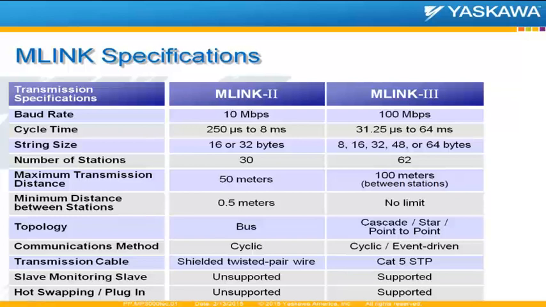The string size is also increased in Mechatrol 3, although the controllers are restricted to 48 bytes only. We've increased the number of stations to 62, and also the maximum transmission distance, instead of 50 meters for the entire network, is now 100 meters between stations.